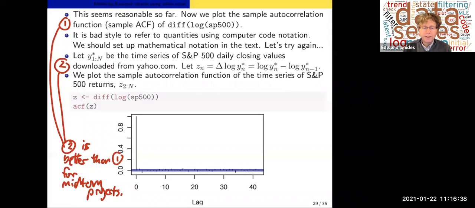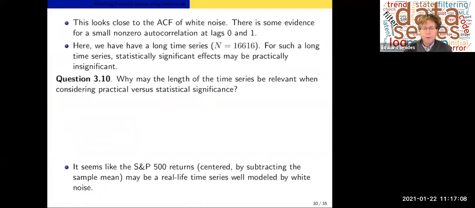We can plot the sample ACF, and here it is. All the autocorrelations at lags other than 1 are very small. Some of them peak outside this testing region given by the horizontal blue lines, but not very far. They're still very small. So this looks close to the ACF of white noise. There's some evidence for small non-zero autocorrelation at lags 0 and 1.